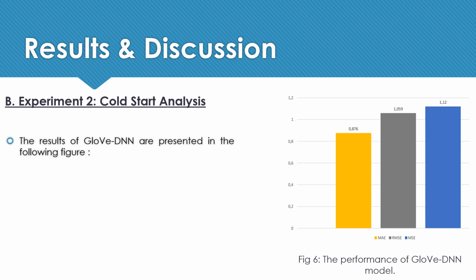Conversely, the GloVe DNN model showcases strong performance with an MAE of 0.87, RMSE of 1.059, and MSE of 1.12.